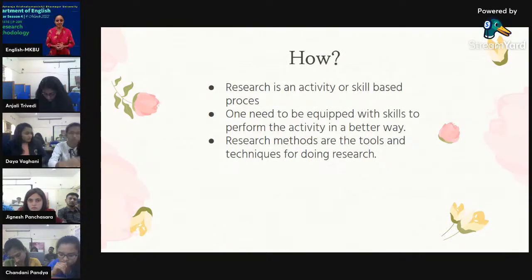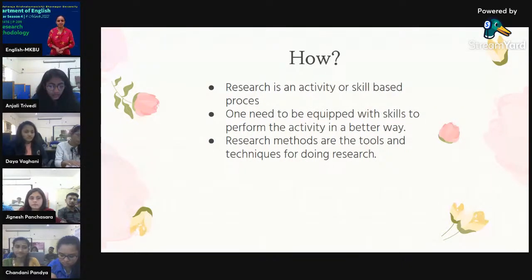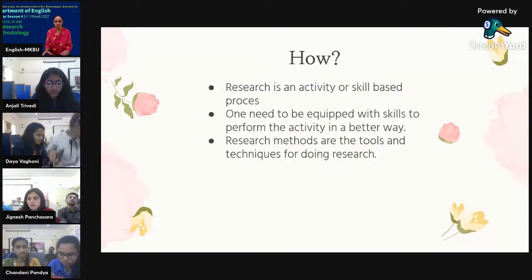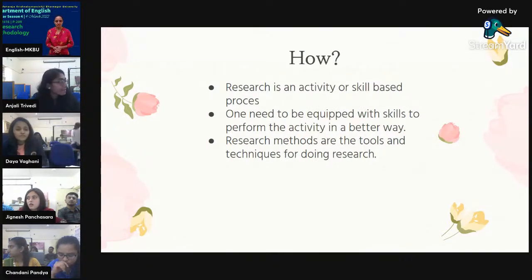How? Research is an activity or skill-based process. There are some basic skills, like we need to have digital skills, computer skills, then data collection, and many such skills are needed for this process. One needs to be equipped with skills to perform the activity in a better way. Research methods are the tools and techniques for doing research.